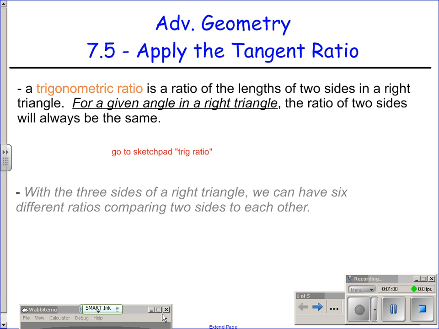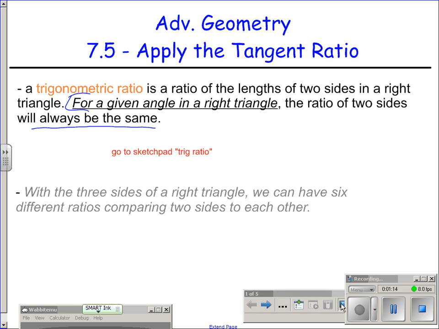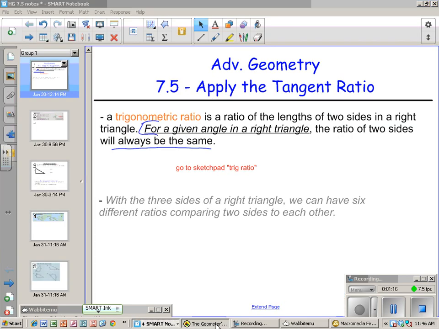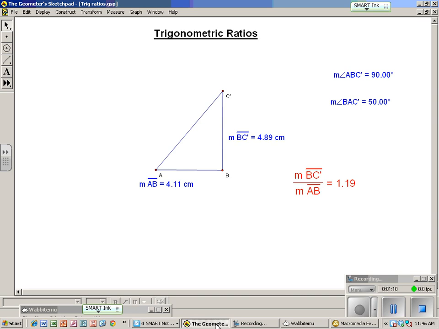This is an important statement here. For a given angle in a right triangle, the ratio of two sides will always be the same. All right, key idea. Sorry. So for a given angle in a right triangle, the ratio of two sides will always be the same.